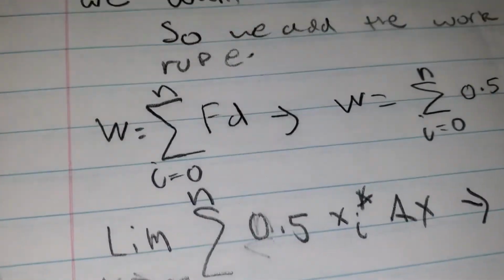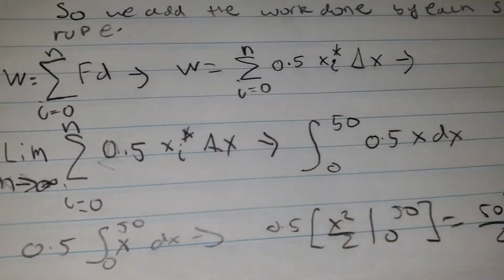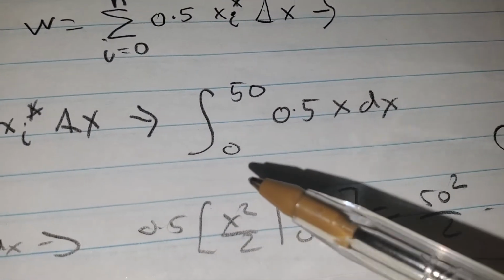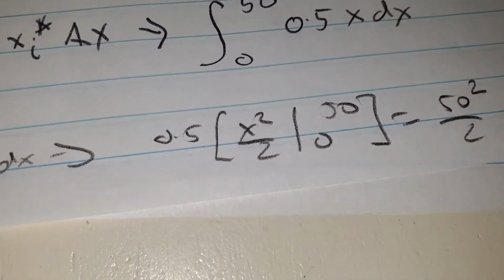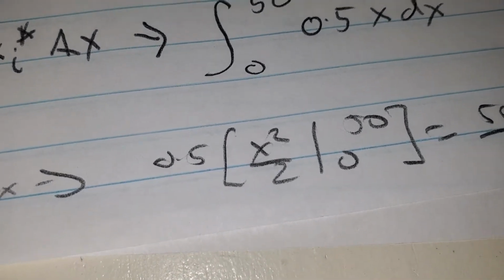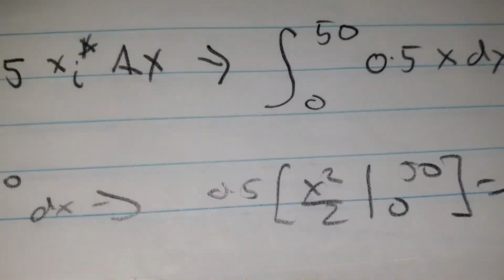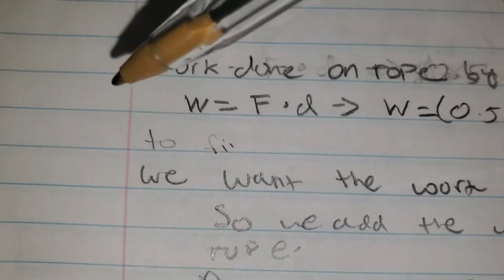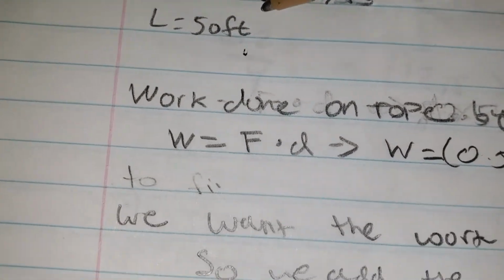Okay, so taking the limit of our summation gives us the integral. Our length is 50 feet.